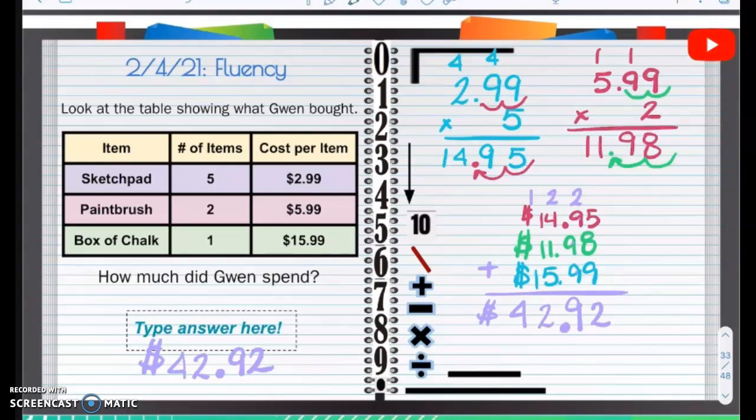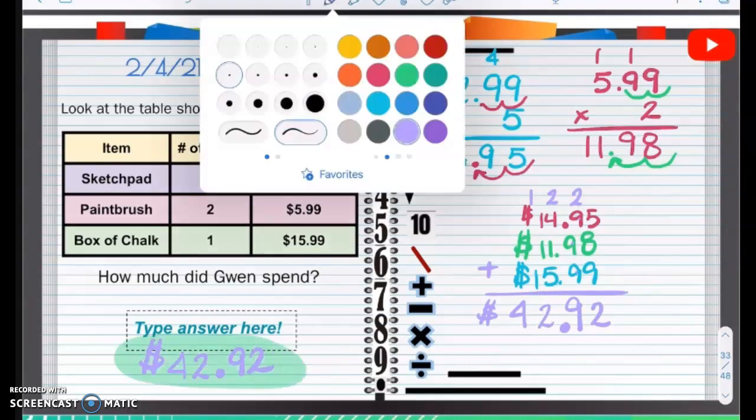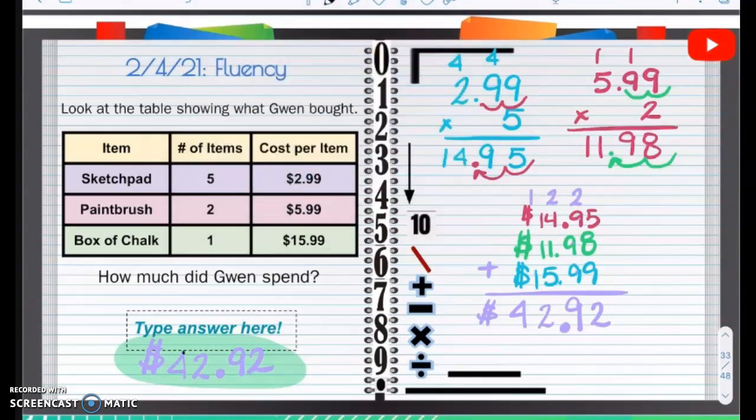So $42.92. Let's go over it. $42.92. And that is going to be it for our fluency. Great job.